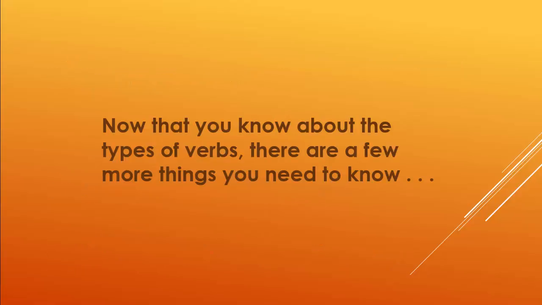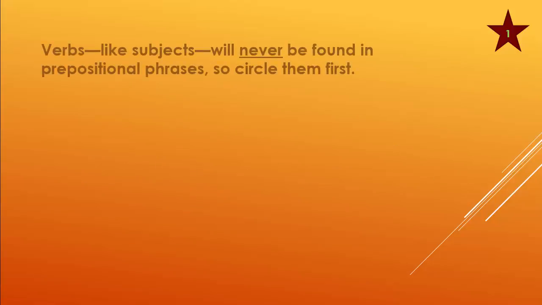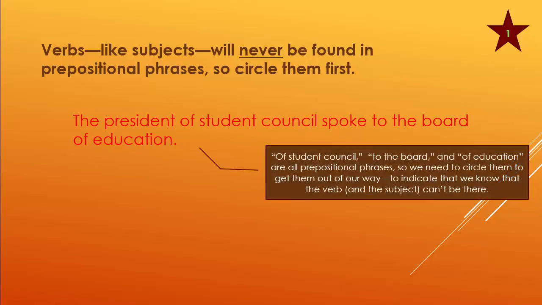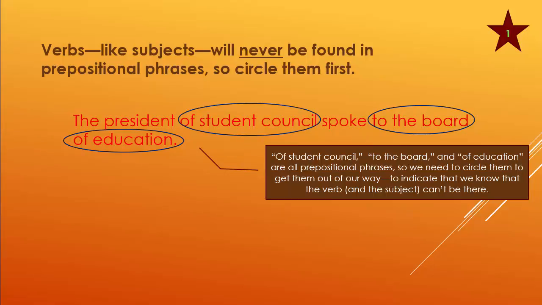Now that you know about the types of verbs, there are a few more things you need to know. Number 1, verbs, like subjects, will never be found in prepositional phrases, so circle them first. The president of student council spoke to the Board of Education. Of student council, to the board, and of education are all prepositional phrases, so we need to circle them to get them out of our way, to indicate that we know that the verb and the subject can't be there.